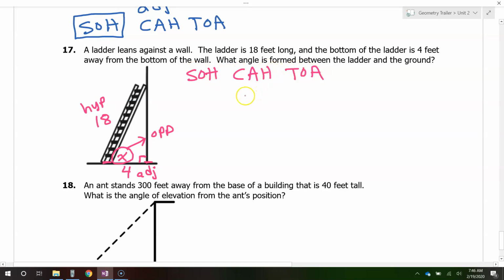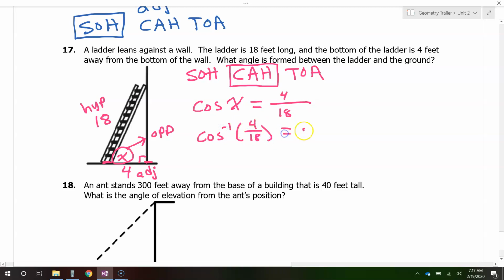Which one are we going to use though? Look at the sides. We have the 18 and the 4. That's adjacent and hypotenuse. Well, cosine is adjacent over hypotenuse, so let's use that. So cosine of the angle that we circled, cosine of x, is adjacent over hypotenuse, so that's 4 over 18. Do I multiply, swap, or inverse? When the variable is inside the trig function, this is when we inverse. So we should do inverse cosine of 4 over 18 is equal to x.